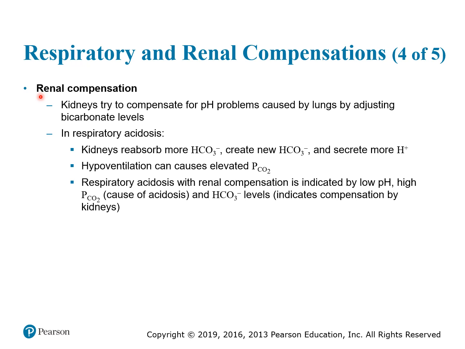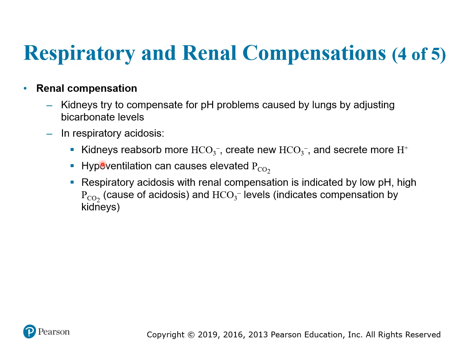Now let's look at the renal compensation. So the kidneys try to compensate for the pH problems caused by the lungs. So lungs and kidneys work together. When the lungs are causing the problem, then the kidneys try to compensate. But remember, the compensation of the kidneys takes a few hours to days to establish. All right. Now let's see. So in respiratory acidosis, the kidneys reabsorb more bicarb, and they also create new bicarb, and they secrete more hydrogen ions. Okay, so to compensate, kidneys are doing these three functions, and we already saw how they do it.